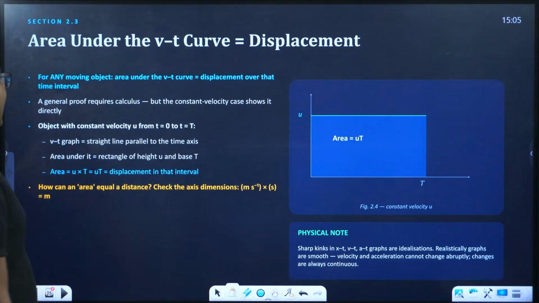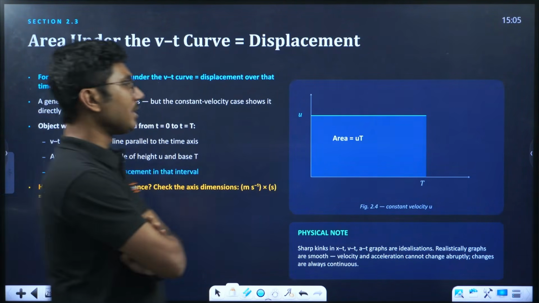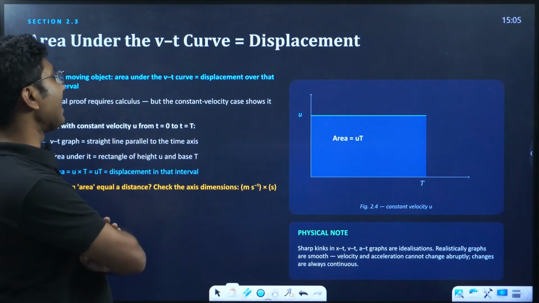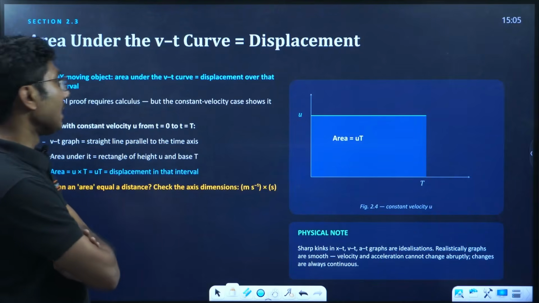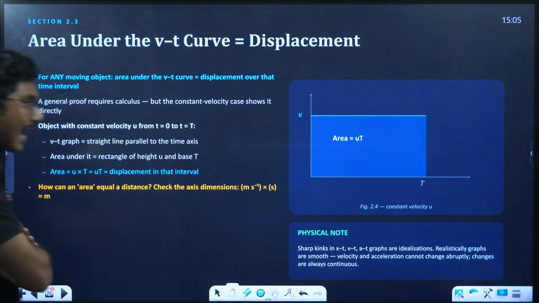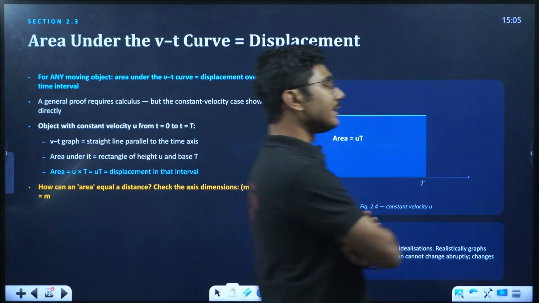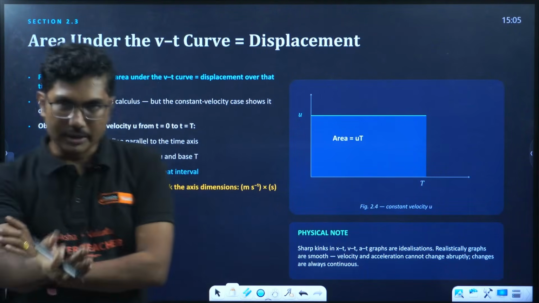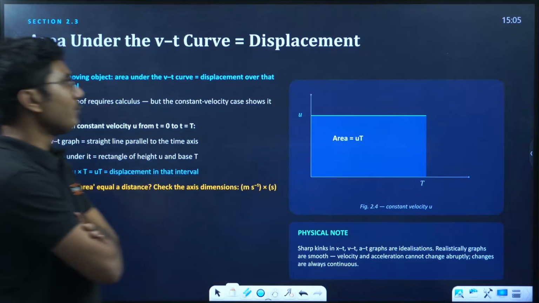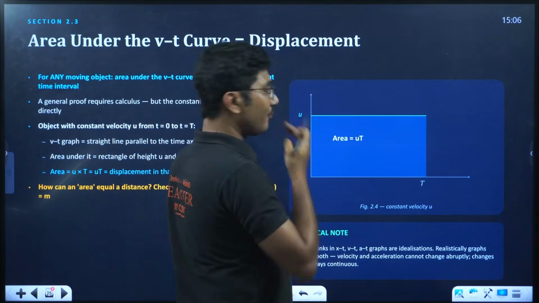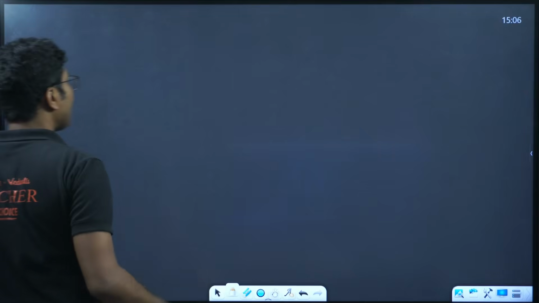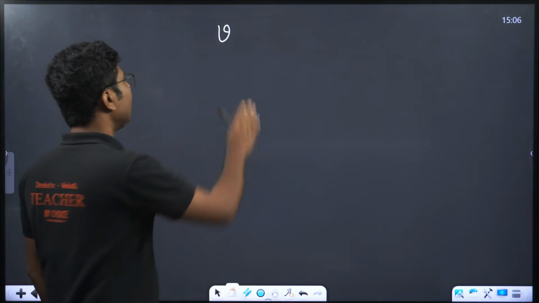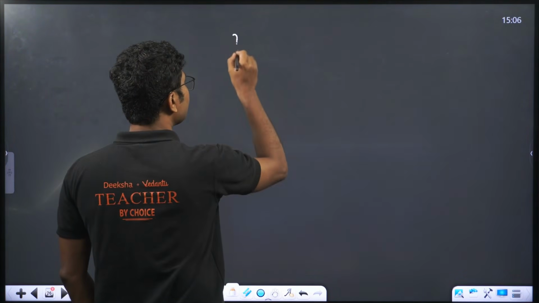Now next, area under the velocity time graph, which is a very important point. For any moving object, area under the velocity time graph gives the displacement over that time interval. So this is the basics of our two derivations that we are going to do very soon. Now for most of the cases we are denoting velocity by this symbol v. Now we need to change this symbol a little bit. We are now going to discuss two symbols.